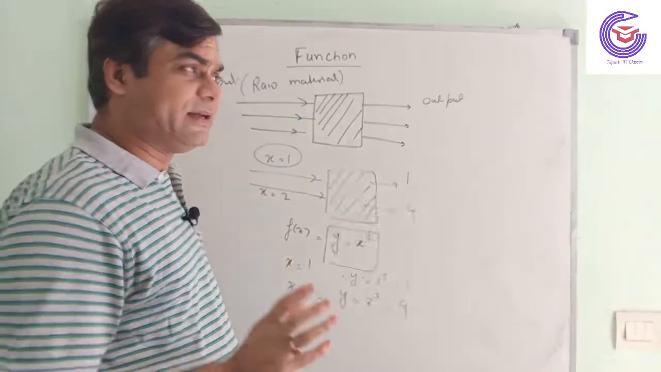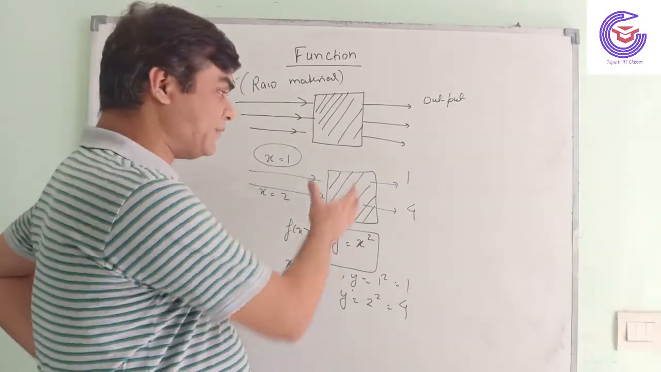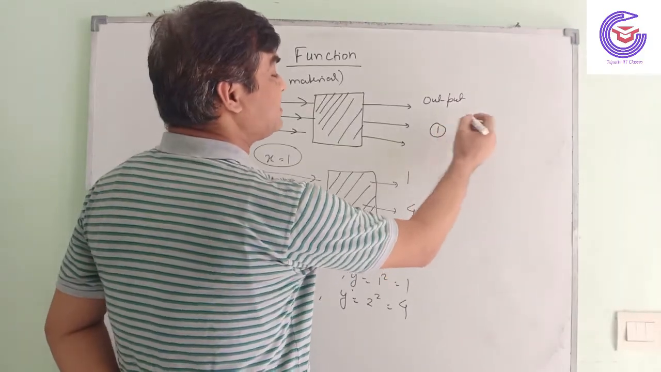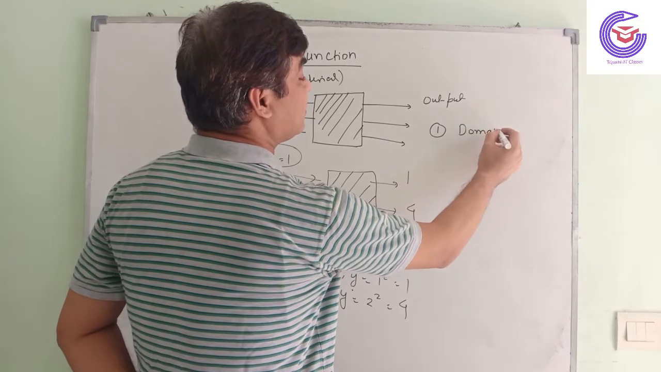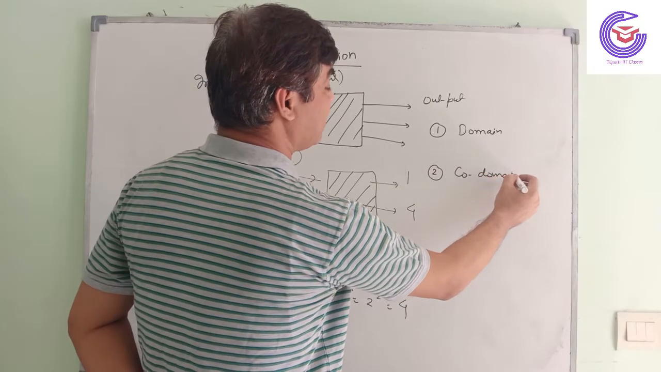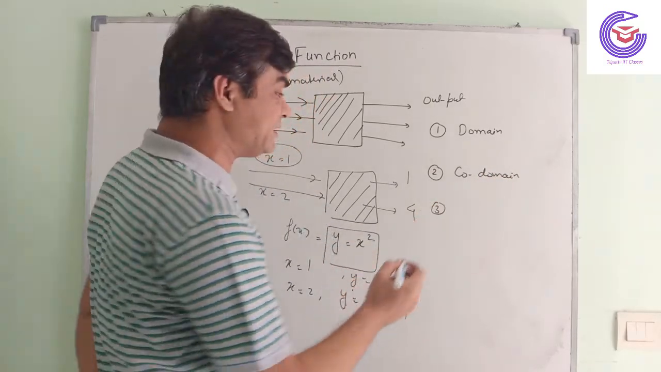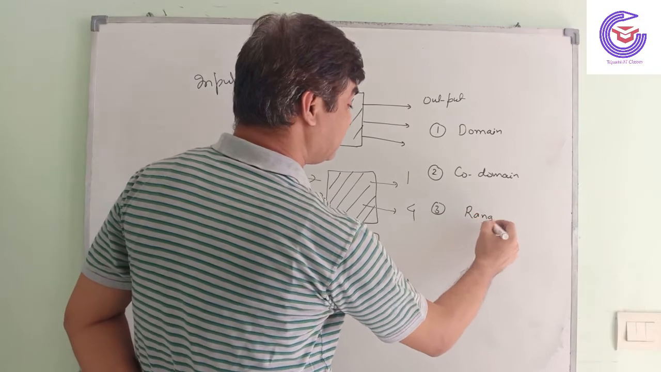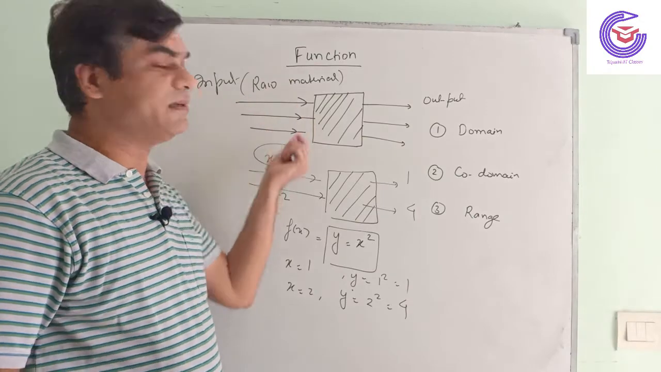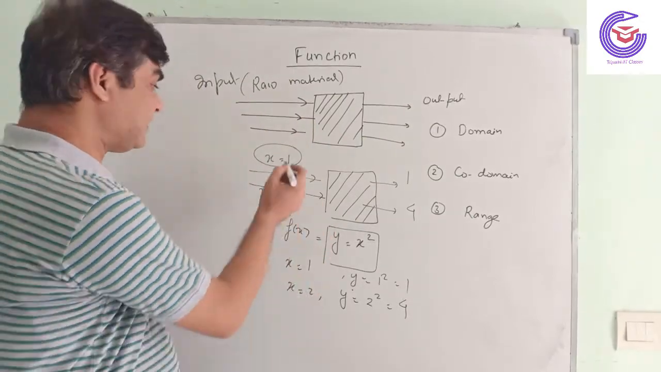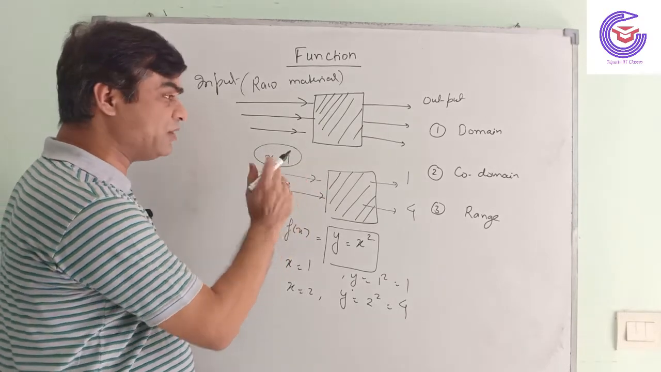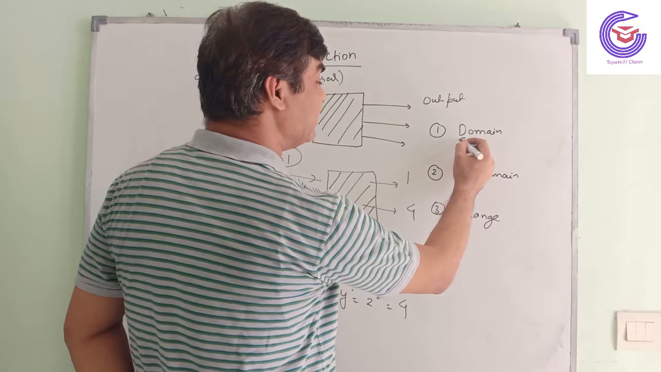There are some important terminologies defined in the function, that I am going to explain. First is called domain. Second is called codomain. And third important terminology is called range. So domain is whatever input you provide. If you take this example, you are providing 1 and 2 as input. So this will be called the domain.